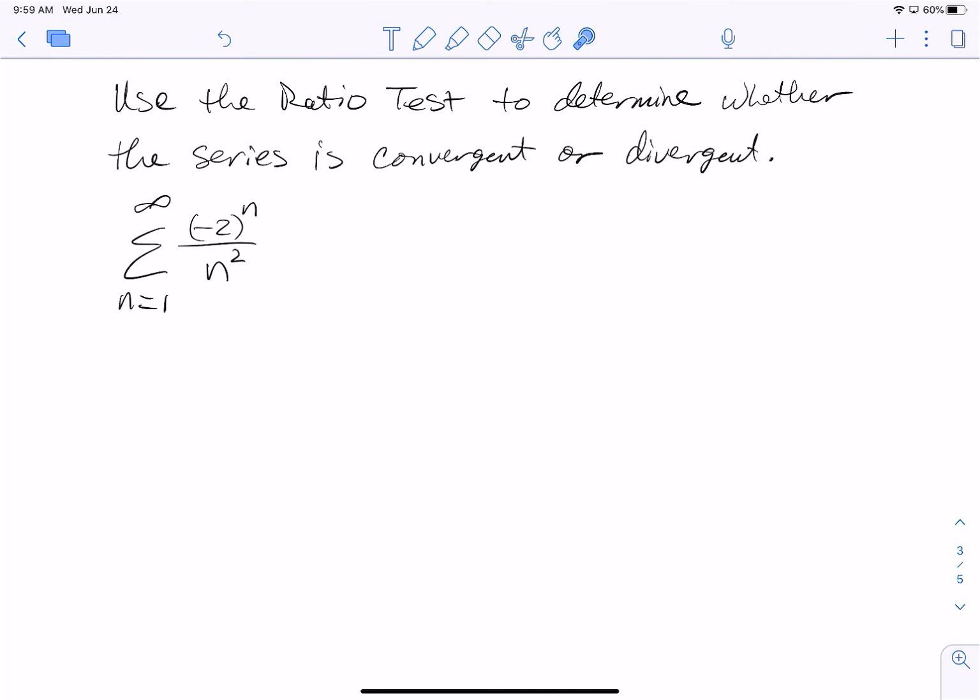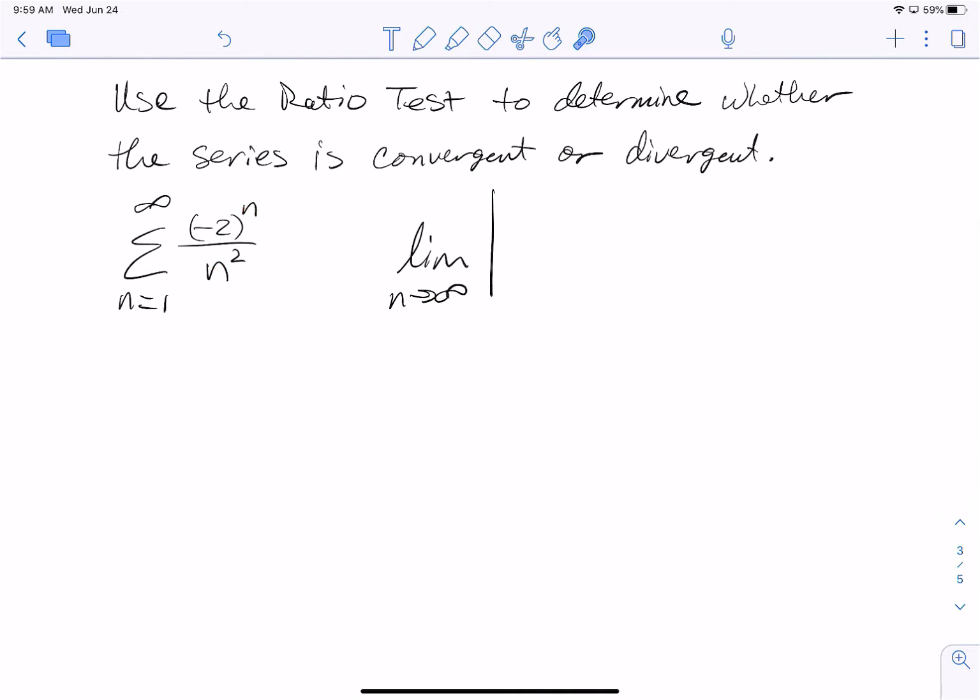Looking at how the ratio test works, we're going to use it to determine whether the series, the sum as n goes from 1 to infinity of negative 2 to the n over n squared, is convergent or divergent. First thing we do, we write down the limit as n approaches infinity. And now what I want is the absolute value of a sub n plus 1 over a sub n.